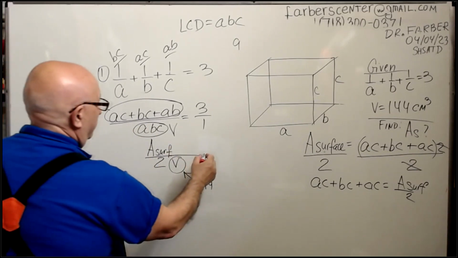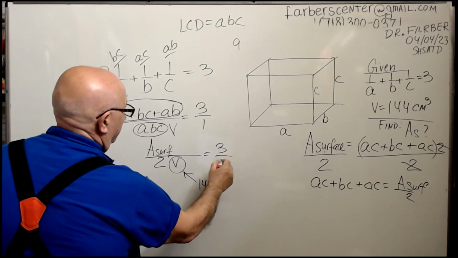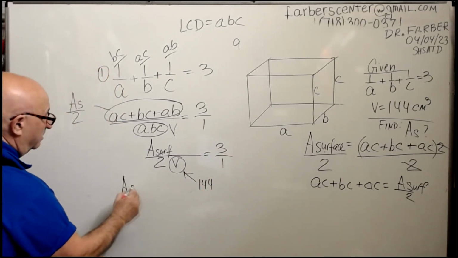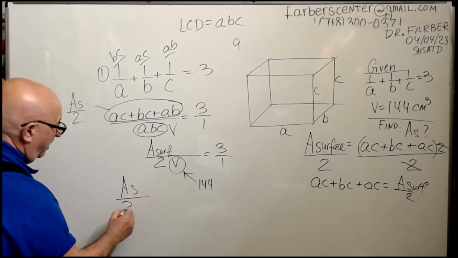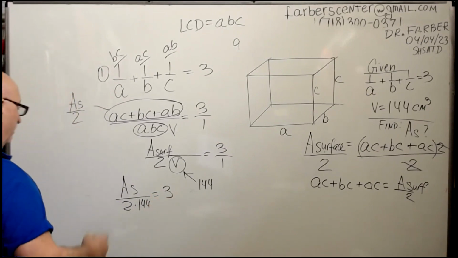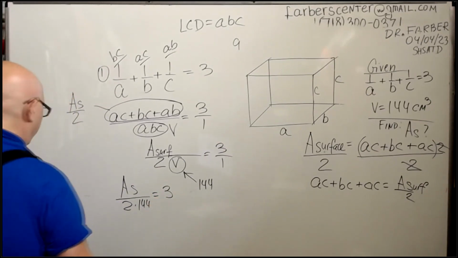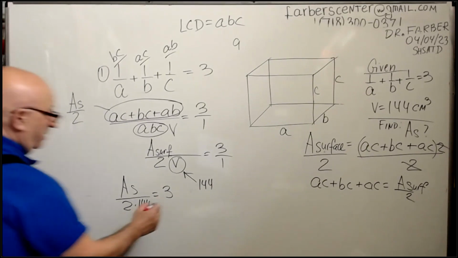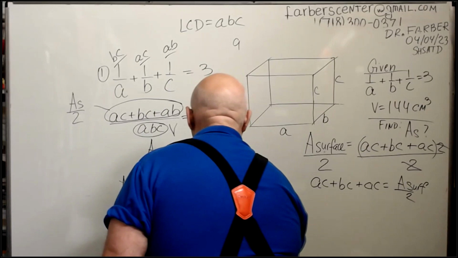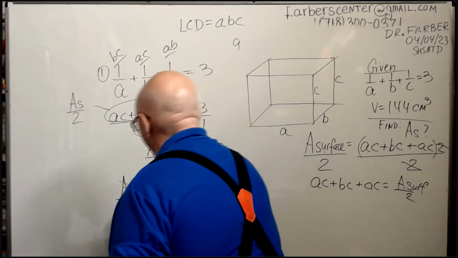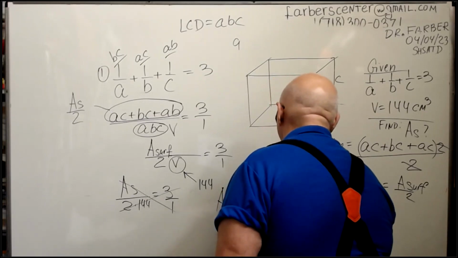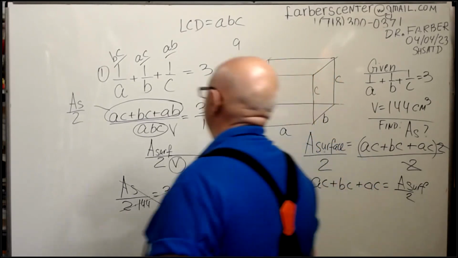And this equals 3 over 1. So what do we get? Area of surface divided by 2, multiplied by 144, equals 3. How to find this one variable? Easy. Imagine this over 1. And you can write area of surface equals 3 times 2 times 144. If you multiply, you get the answer.